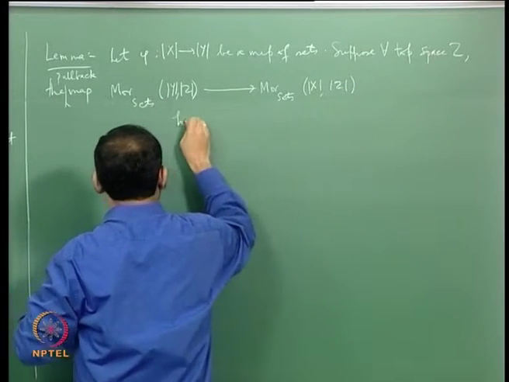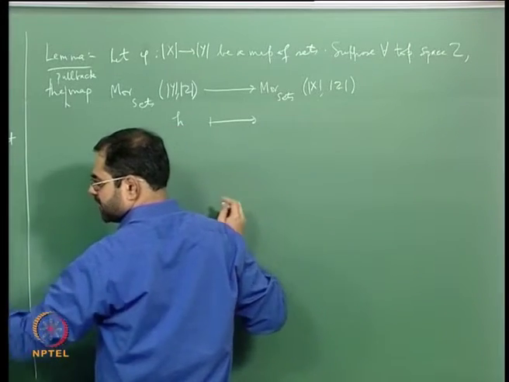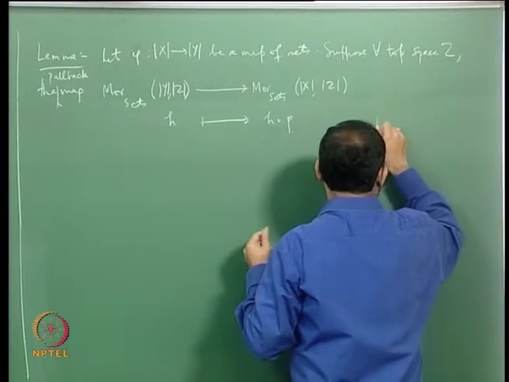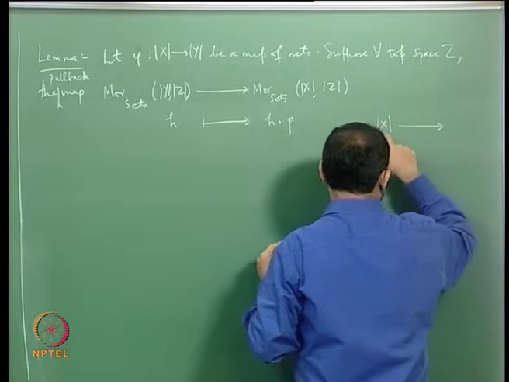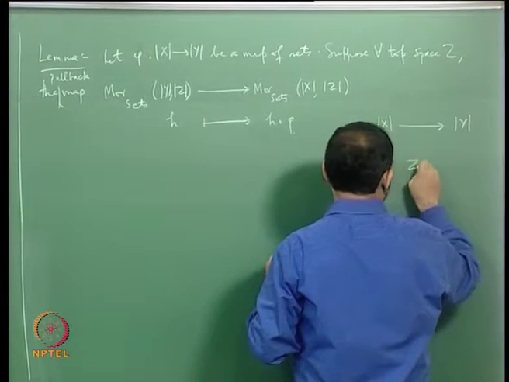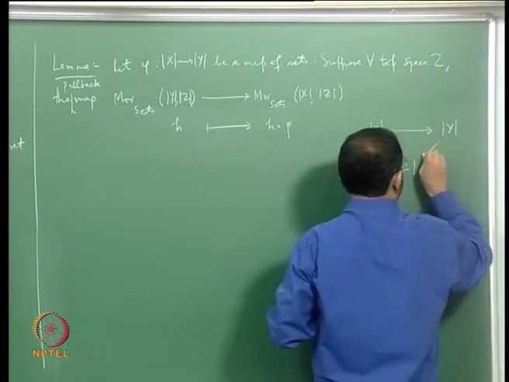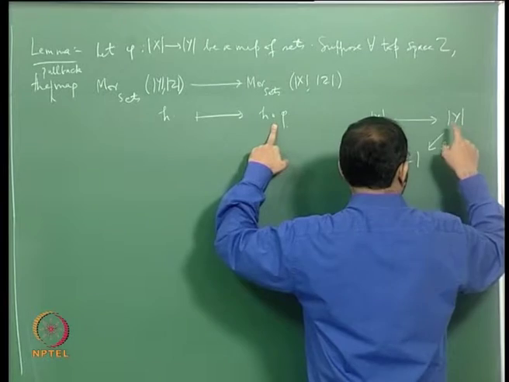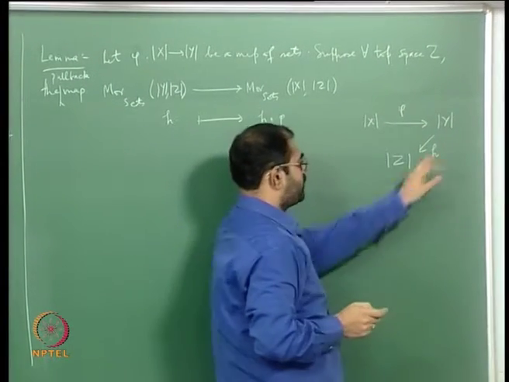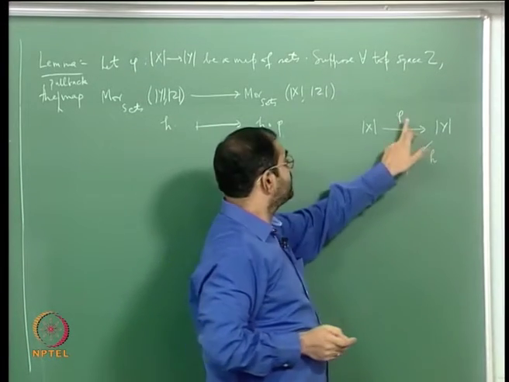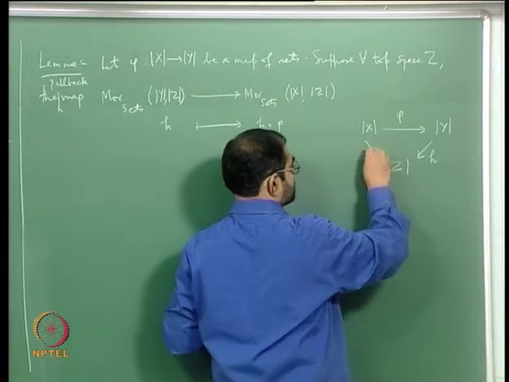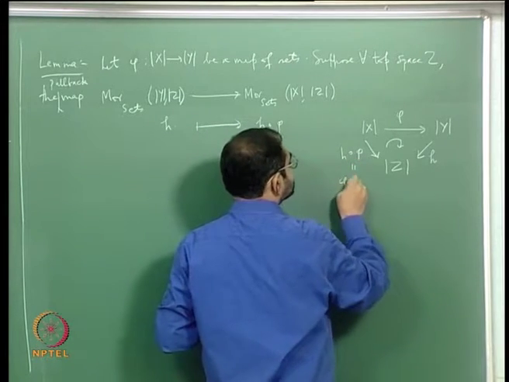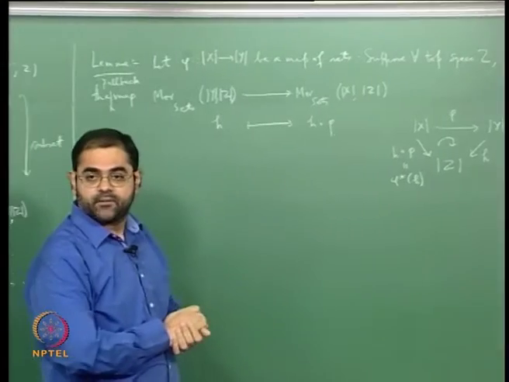which is given by H going to H circle phi. So the diagram is like this. Here is the underlying set of the topological space X, the underlying set of the topological space Y, and then Z, the underlying set of the topological space Z. If you give me a set theoretic map phi from mod X to mod Y, I have this composition, which is just first apply phi, then apply H. This is just phi upper star of H. It is a pullback map.